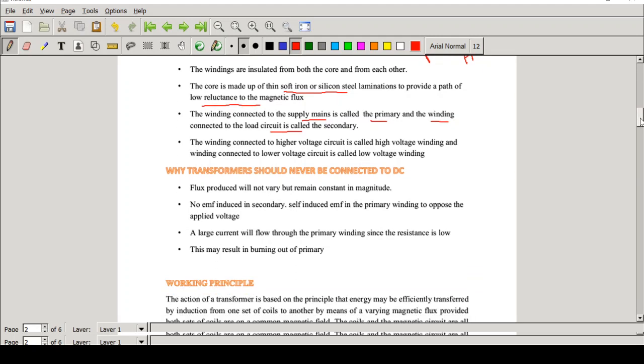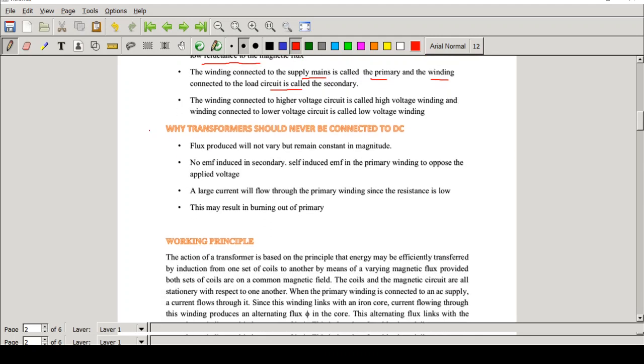Then another very important point related to transformers is why transformers should never be connected to DC. This is basically an AC machine. So what will happen if the primary is connected to a DC? You know that the EMF induced in a transformer depends on the rate of change of flux, dφ/dt. When you are providing a DC input, there will not be any change in the flux. If there is no change in the flux, the EMF induced will be 0.